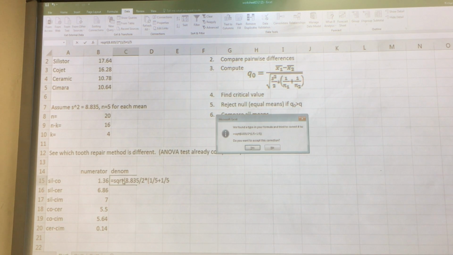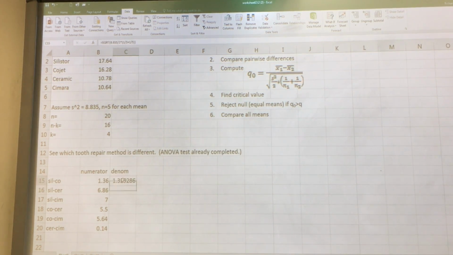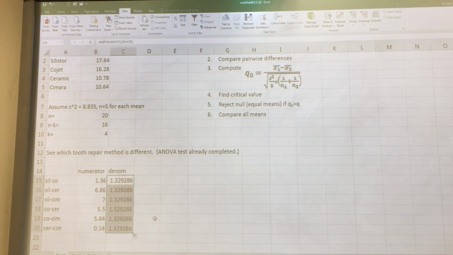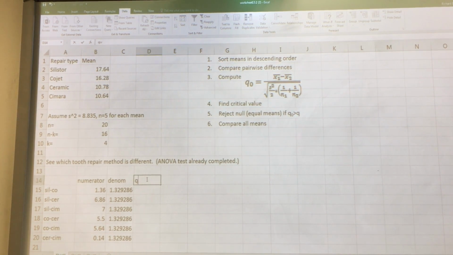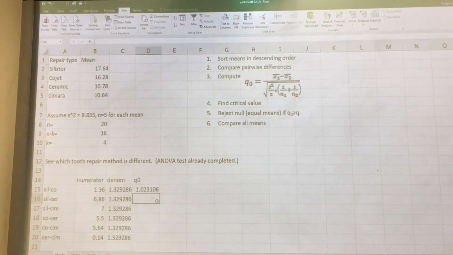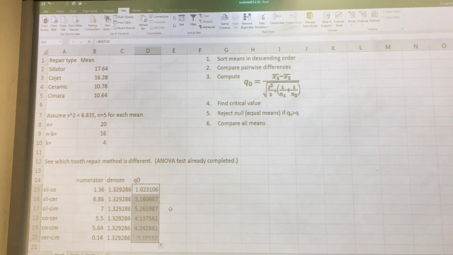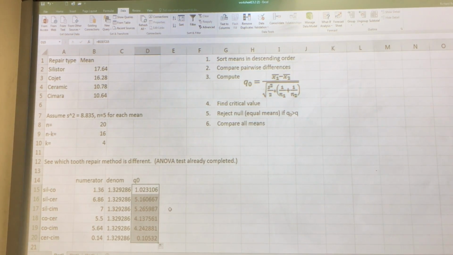Okay, so I'm going to copy that down. My denominators in this case are going to all be the same. So I've just done that. Now I'm going to figure out my Q naught, Q sub 0. That's my numerator divided by denominator. So I'm going to get a bunch of different values there.